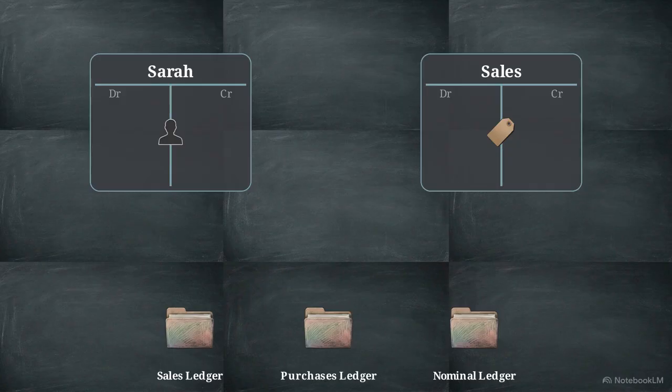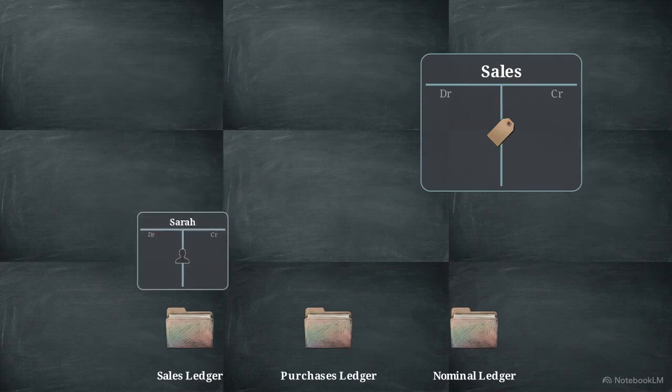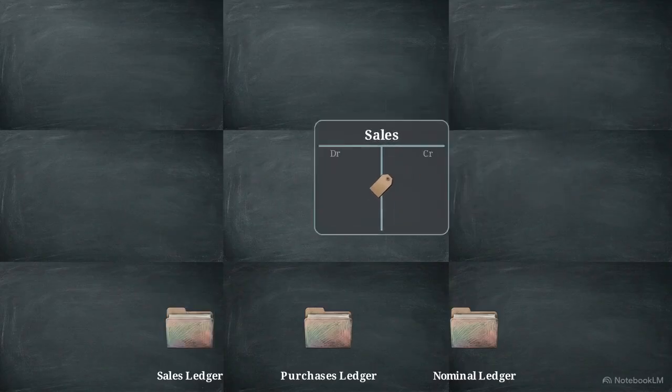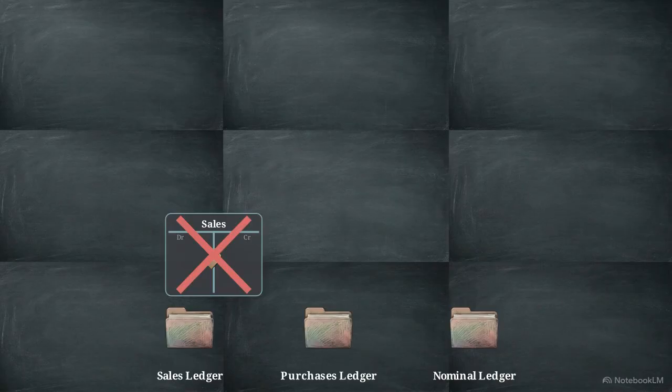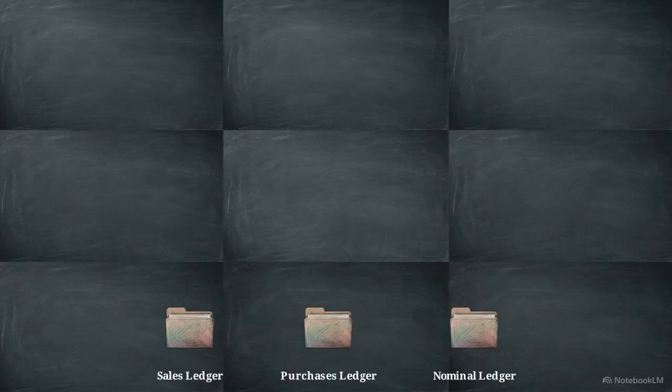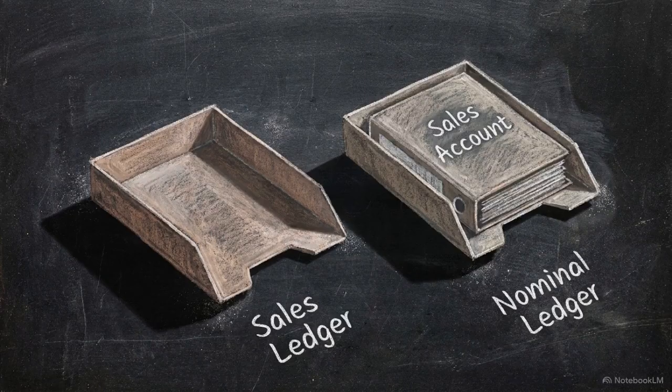Try this scenario. Ajay sells goods on credit to a customer named Sarah. Based on the rules we've covered, pause the video and decide which ledgers the Sarah and sales accounts belong in. Sarah is a credit customer, so her account belongs in the sales ledger. The sales account belongs in the nominal ledger. Be careful here. Assuming the sales account belongs in the sales ledger is a frequent mistake. Filing accounts based on their strict definitions, rather than simply matching names to titles, is the only way to produce accurate financial statements.